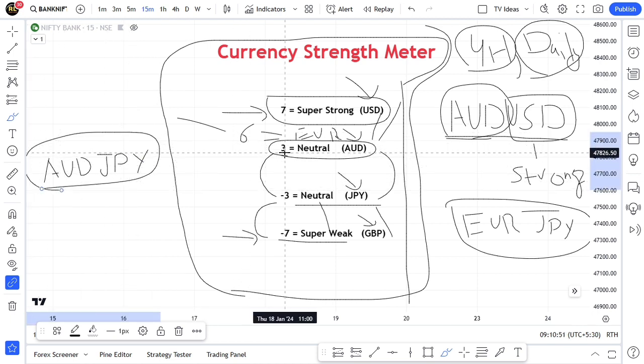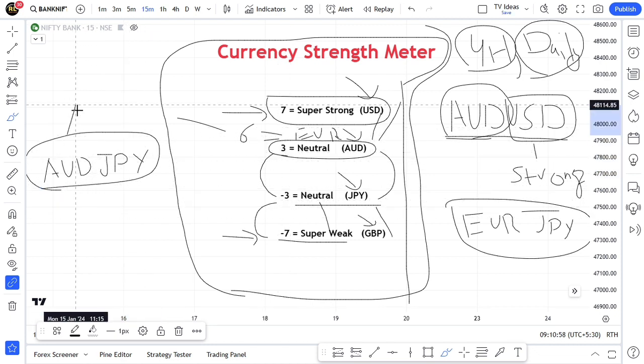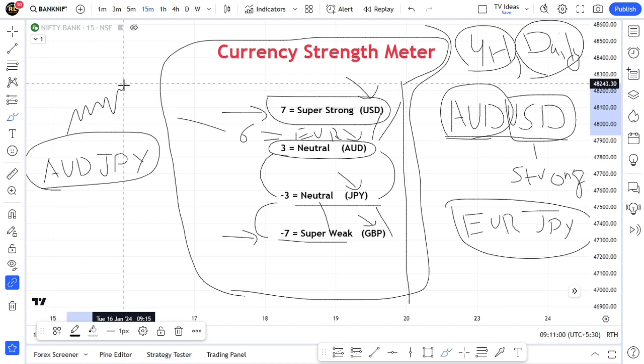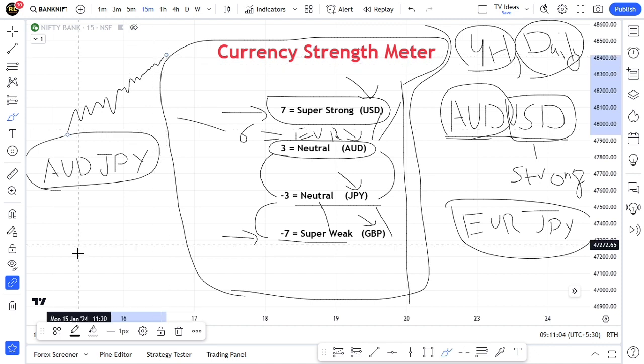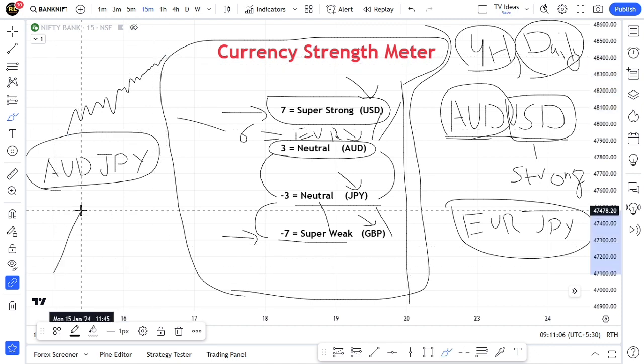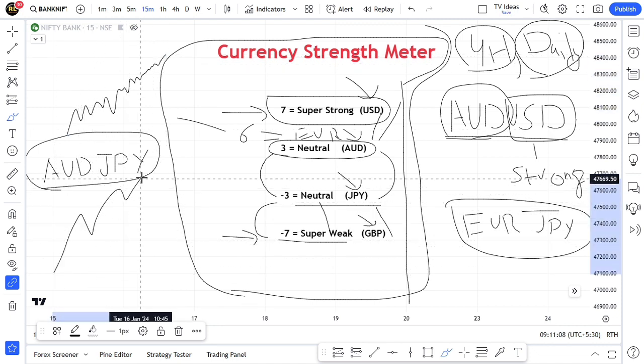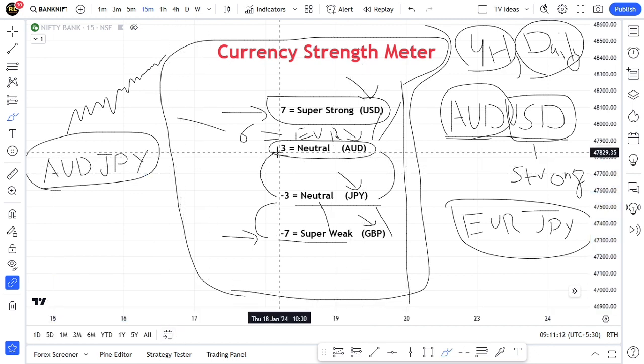Although odd has number 3 which is strong compared to minus 3, still they are neutral, so the market will be like this for these pairs. Although it will be going up, it will be a very slow movement. It will not be a huge movement like this, not a huge movement like this. So yeah, this is the problem with neutral pairs.